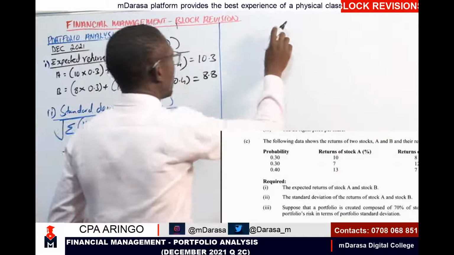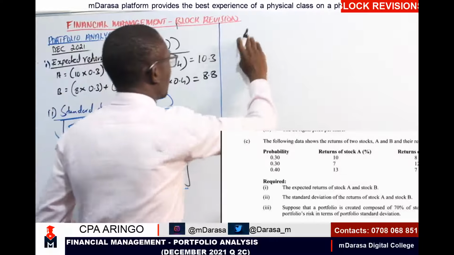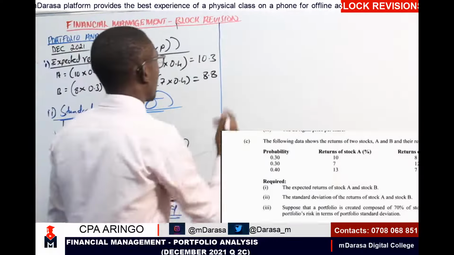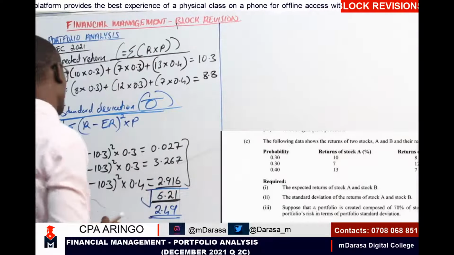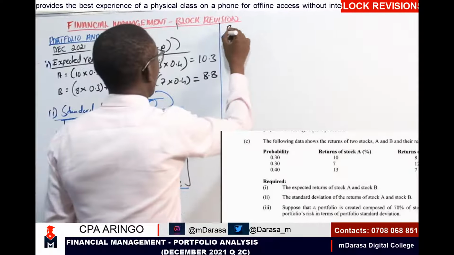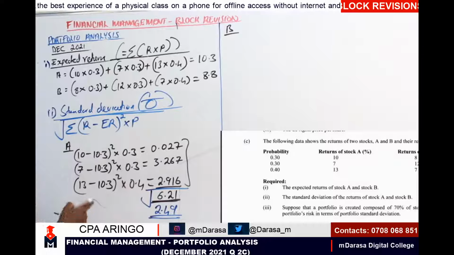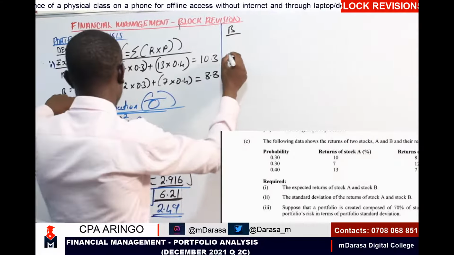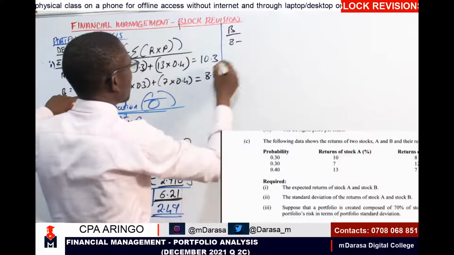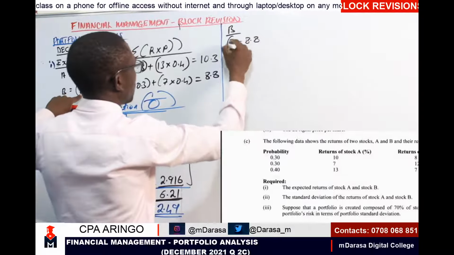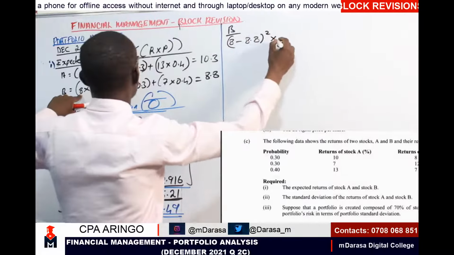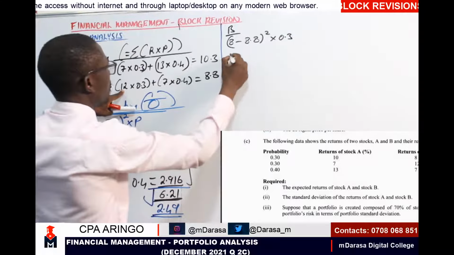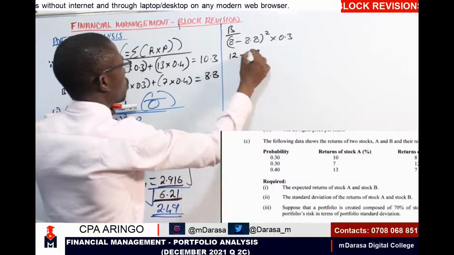Probably for those who can't hear Kiswahili, Mwalimu afanye kazi yake means the teacher should do his or her work. Right? So in this case, we are talking about B. For B, the first return we had is 8, so I'm talking of 8 minus 8.8, the expected return. We square this one times the probability of 0.3.